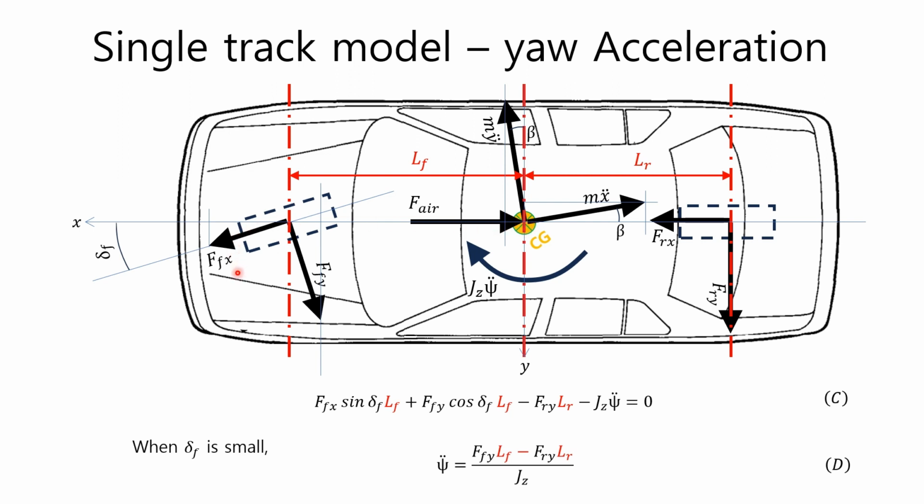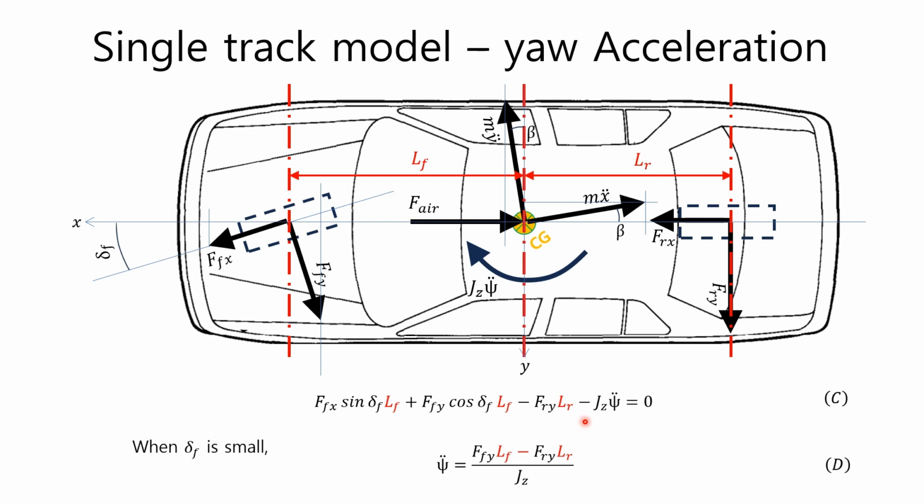The vehicle lateral component of the front wheel longitudinal force is FFX sine delta F, and the moment arm is lf, so it can be expressed in the first term. The vehicle lateral component of the front wheel lateral force is FFY cosine delta F, and the moment arm is lf, so it can be expressed as the second term. The lateral force of the rear wheel is FRY, the moment arm length is lr, and since the direction of rotation is opposite, the sign is negative and can be expressed as the third term.